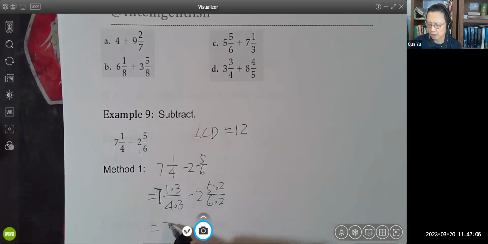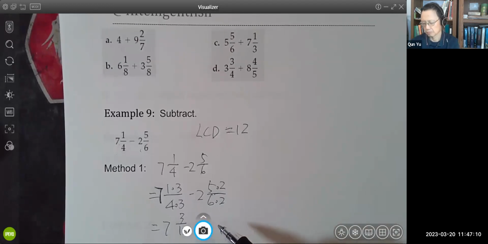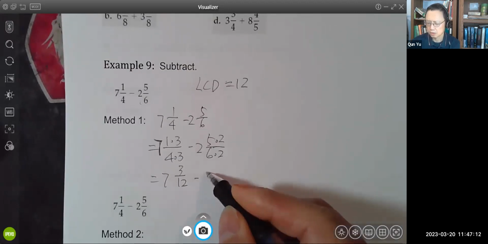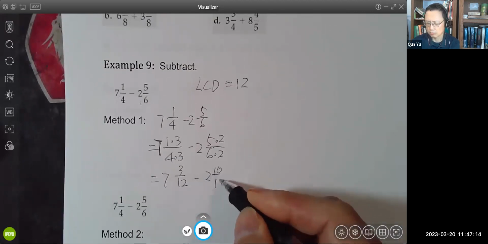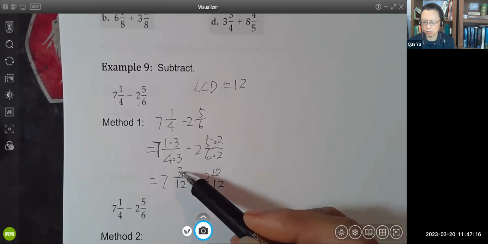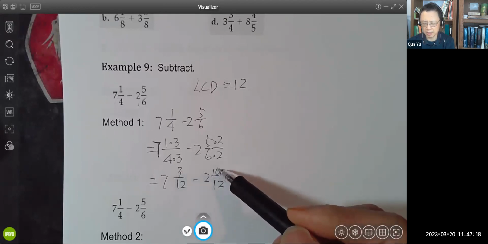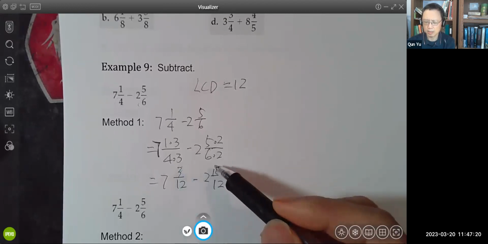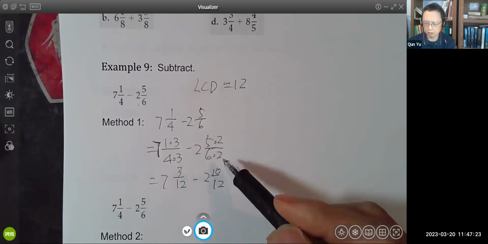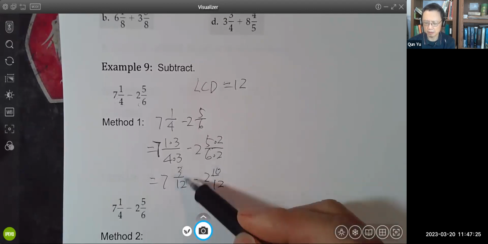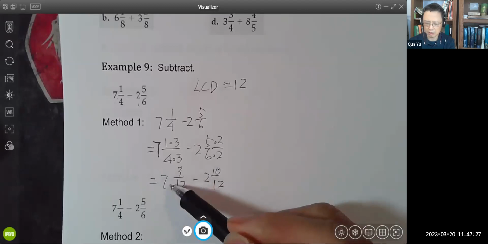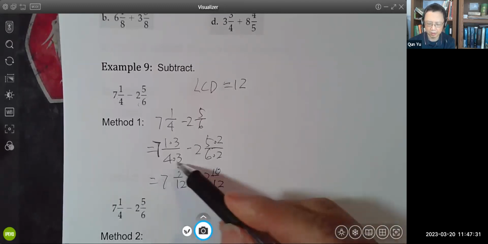Now we have 7 and 3 over 12 minus 4 and 10 over 12. Notice that 3 is smaller than 10, right? So when you do subtraction, you don't want to get -7. That is not wrong, but this is part of the positive number. You don't want the number to have a positive sign and a negative sign at the same time. This is one number actually.